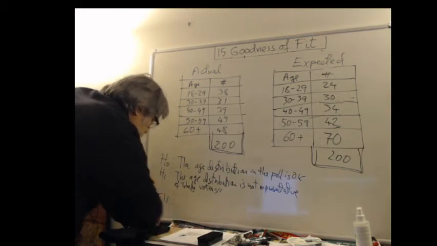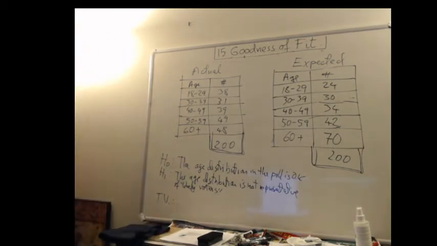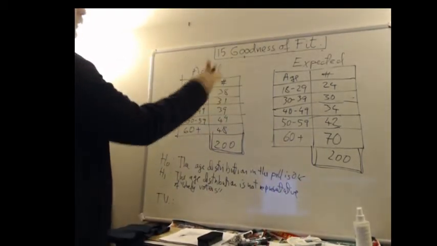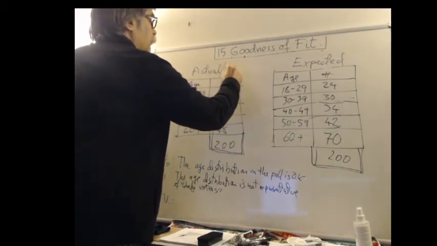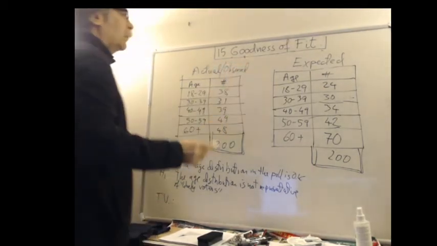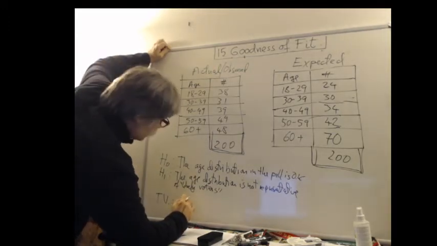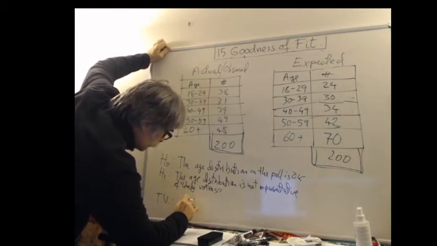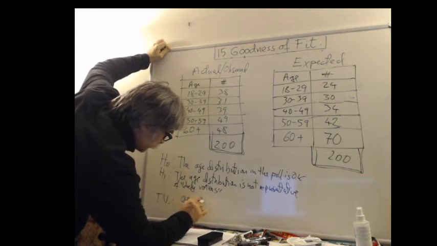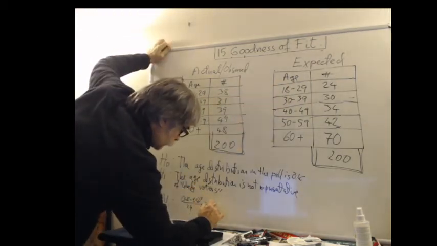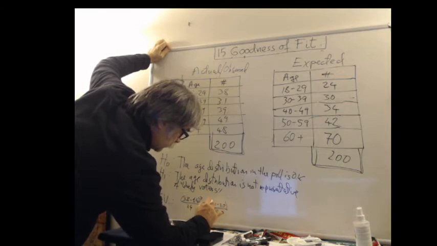And the test value is the Karl Pearson test value, which is the observed, or the actual, minus the expected, squared, divided by the expected. So you need to write 38 minus 24, divided by 24, you have to square the numerator, plus the second age group, 31 minus 30, I could just write immediately 1 divided by 30, squared.